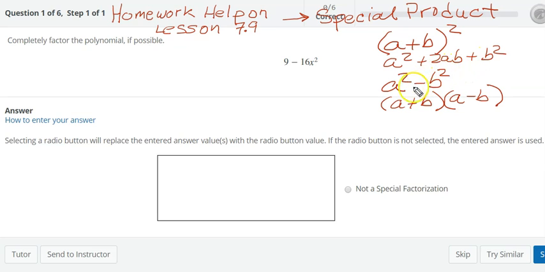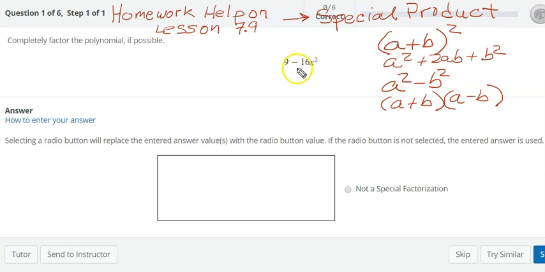Another one was if we had the difference of perfect squares, a squared minus b squared, that factors into its conjugates, a plus b, a minus b. So you take the square root of that, that's a, the square root of that, that's b, and that's in both parentheses. It's just one's positive and one's negative. When you multiply conjugates, the middle terms cancel out, and you end up with the difference of perfect squares.